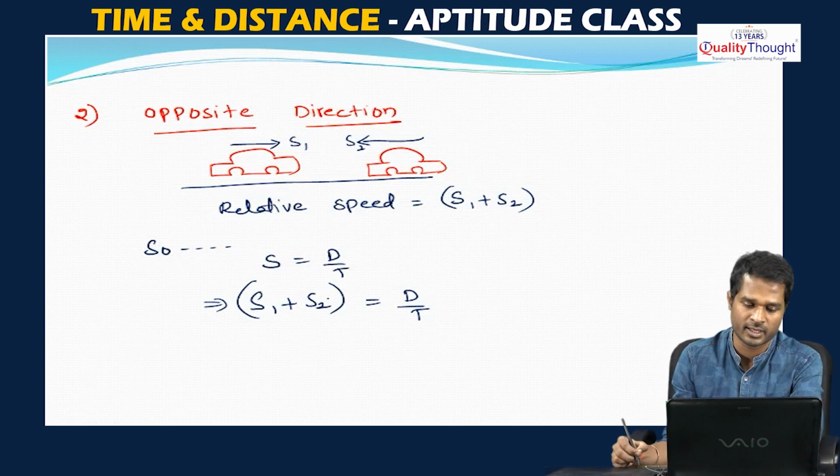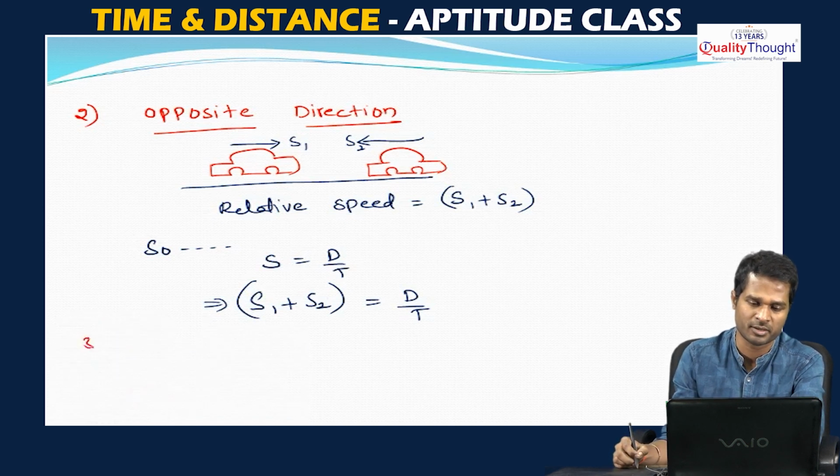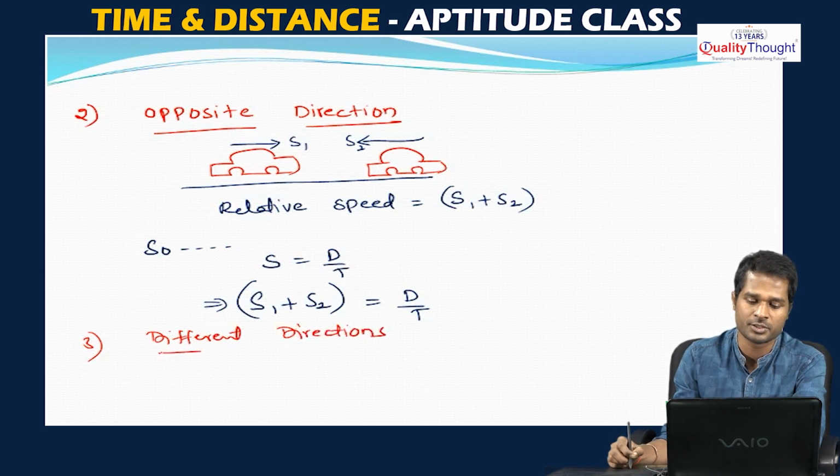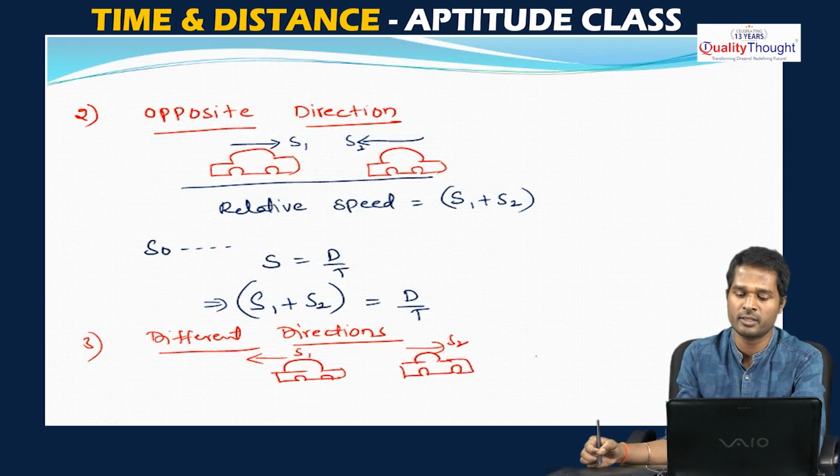Remember, when we see the third case in this, actually this third case is not necessary, but if you see different directions of two vehicles, for example, if this vehicle is moving like this with the speed s1 and this vehicle is moving like this with the speed s2. So both are moving in the different directions.